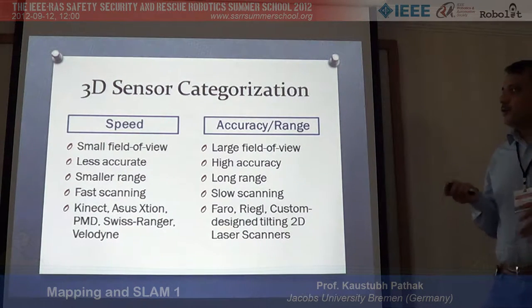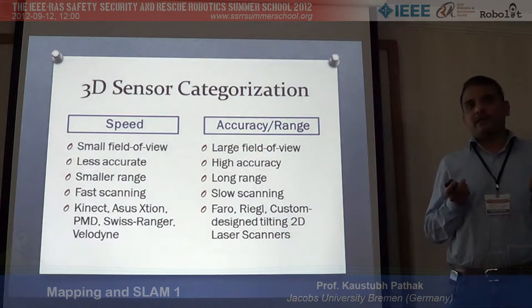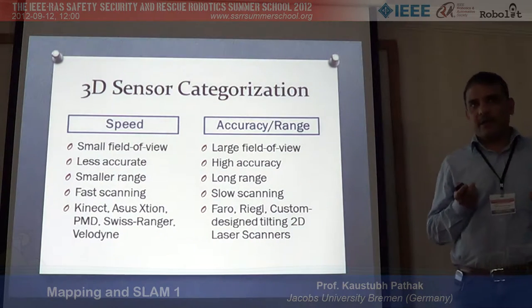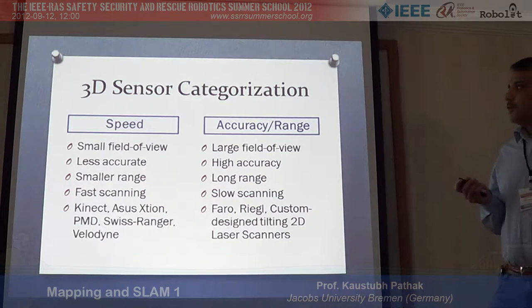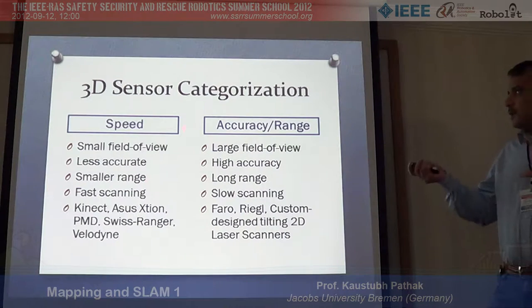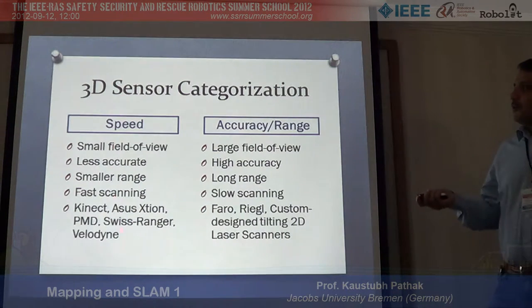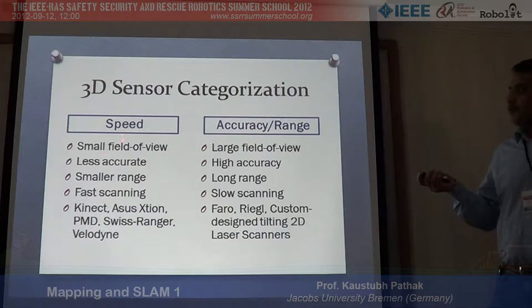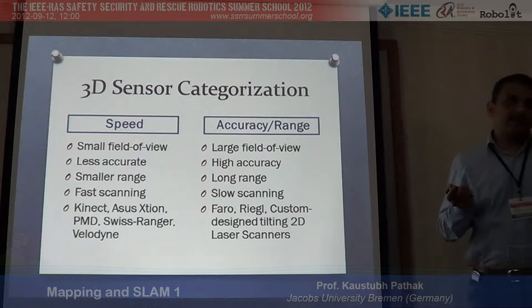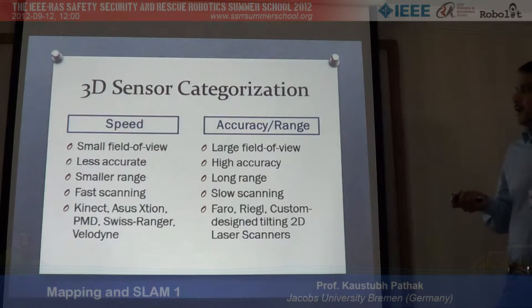How would you categorize the kind of 3D sensors which are available in the market currently? I would categorize them into two broad categories. The really fast sensors, which are inaccurate and which have a small field of view. And then there are slow sensors, which are highly accurate, which have a large field of view, and which have a long range. So these are the two basic categories.